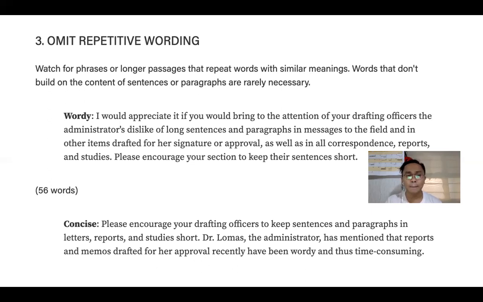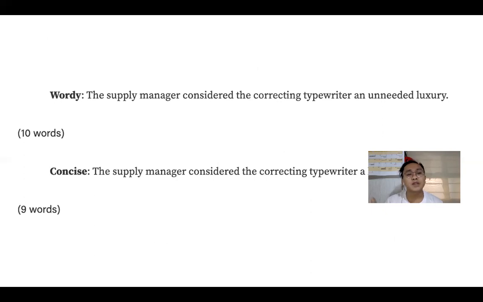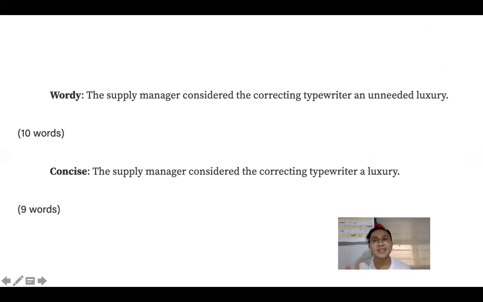we don't need to use them or we can just eliminate them. Another example: "The supply manager considered the correcting typewriter an unneeded luxury." So the luxury here is already, pag sinabi nating luxury, it is something that you don't need. Na luho. Ang luho, hindi mo talaga kailangan yan. You just want it. Okay, so what you can do is just remove the word unneeded since luxury already means unneeded stuff or unneeded things. So the more concise version is: "The supply manager considered the correcting typewriter a luxury."